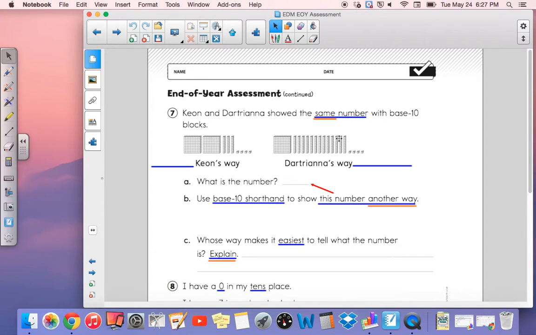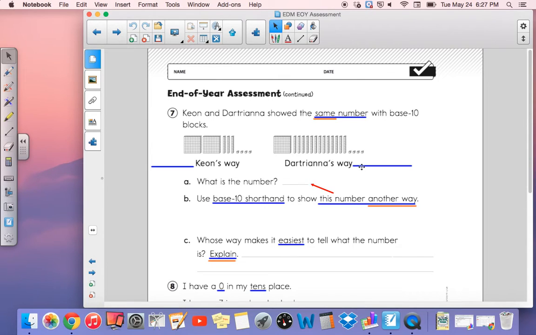Be careful because they're very close, so I don't want you to get confused. And put their total right here on the blue line. And as you can see, you should have the same number for both students. It should be the same because it said it right here, the same number. What is that number? Put it right here.